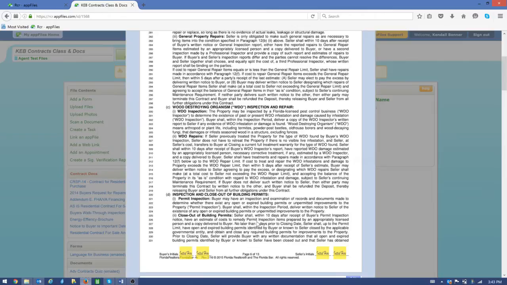the buyer may deliver written notice to the seller agreeing to pay the excess or designating which WDO repairs the seller shall make and accepting the balance.